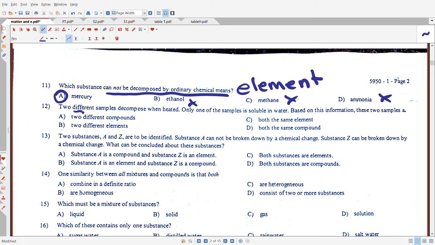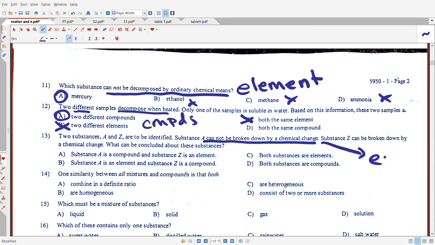2 different samples decomposed. Therefore, you know they are compounds. They're not elements, because elements by definition cannot be decomposed. But it says only one is soluble in water. So they're different. They can't be the same, because if they're the same, they're both going to be soluble in water. Okay. 2 substances, A and Z, are to be identified. A cannot be broken down, so right away I know it's an element. Z can be broken down by a chemical change, so we know Z has to be a compound. Those are just the definitions.